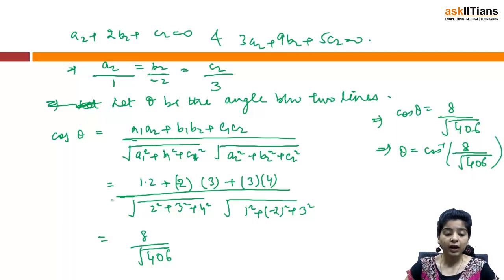In fact, we knew that we had to apply this formula, and for this we need a1 b1 c1 and a2 b2 c2. So that is why we calculated all this, right?